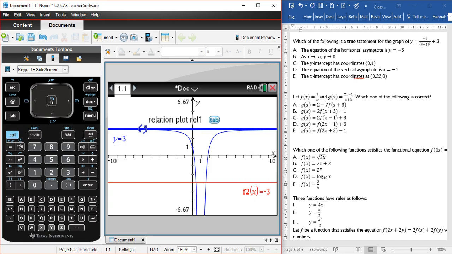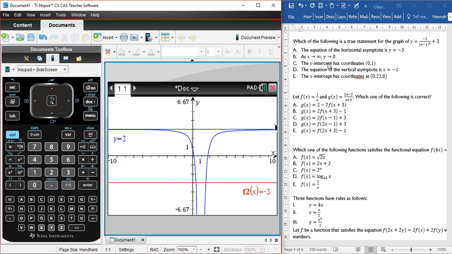So y equals 3 is the asymptote of the graph of this function, and y equals -3 is not, which means that A is incorrect. Moving on to B. As x is approaching infinity, y is approaching 0. Clearly that's wrong. x approaching infinity means as x gets bigger and bigger, and if you just look at the graph, y is approaching 3. So B is incorrect.